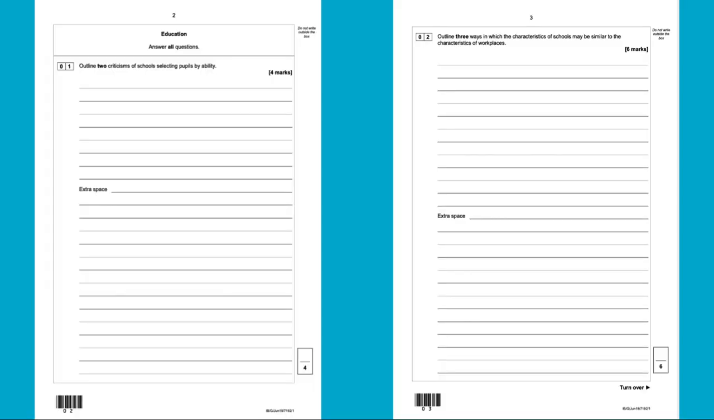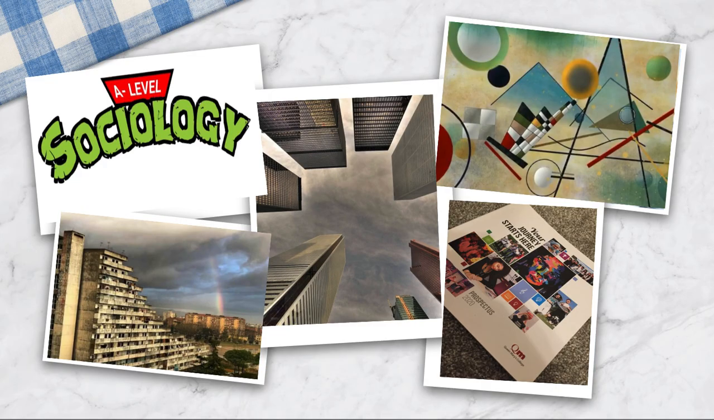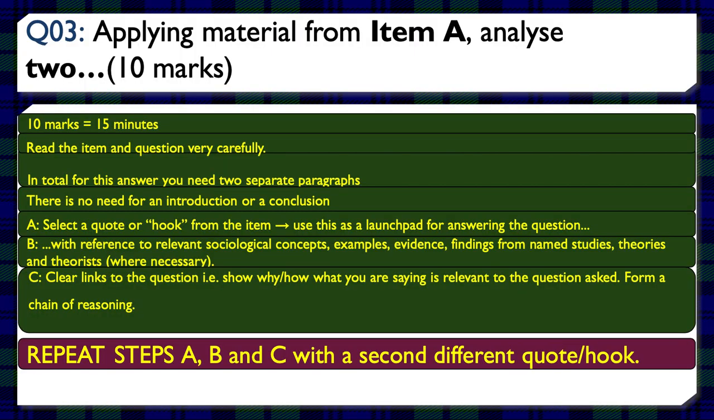To give you an idea of how much you should be writing for these questions, you should also take into account the number of lines given to the exam in the exam booklet, which will look like this for question 1 and question 2, where each of these is a sheet of A4 paper. Question 3 on paper 1 will be on education and will always start with the command words applying material from item A, analyse 2. It is worth 10 marks and you should spend 15 minutes on this question.